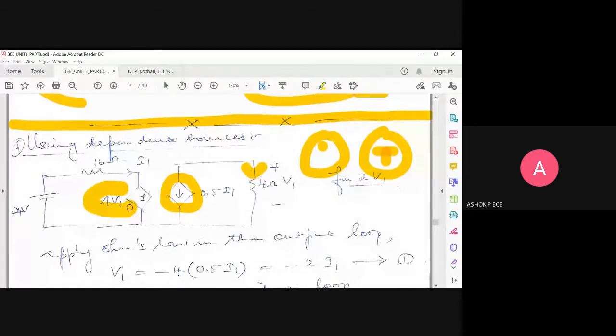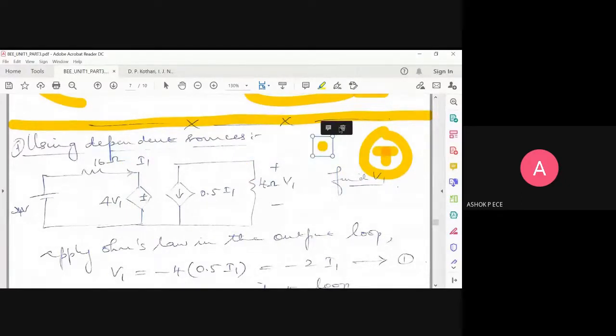And the value of current through this dependent current source is 0.5 I1. Where is I1? I1 is the current through this loop. So if I1 changes, this current changes. So I have two dependent sources in my diagram. They are asking to find V1. What is V1? The voltage across 4 ohms. They are asking us to find the voltage across 4 ohms.